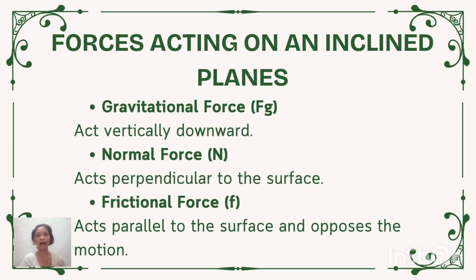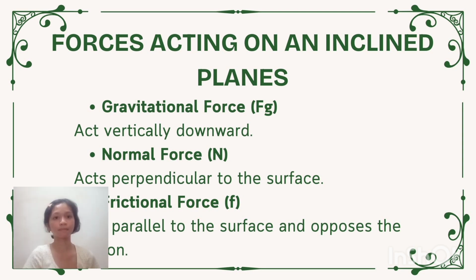And here we have the frictional force. It acts parallel to the surface and opposes the motion. Friction acts along the surface and opposes the object's motion or its tendency to move. So let's say our object is going down, but the frictional force opposes the motion, so it acts going upwards.